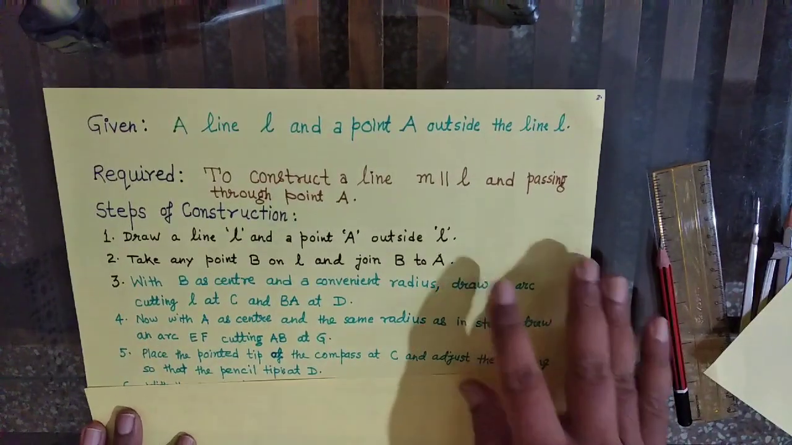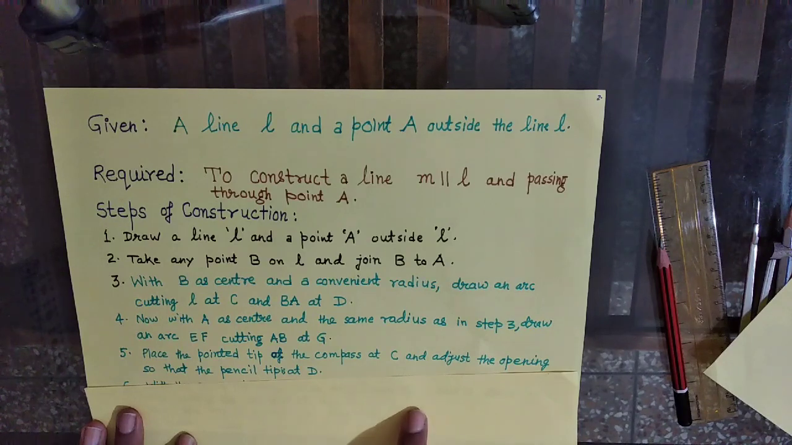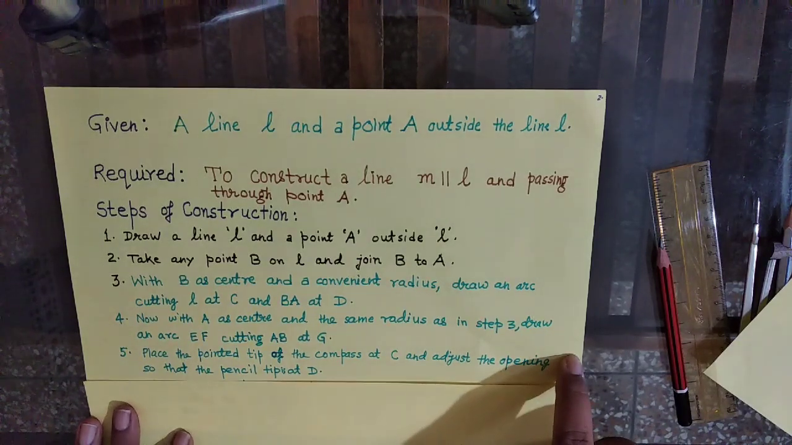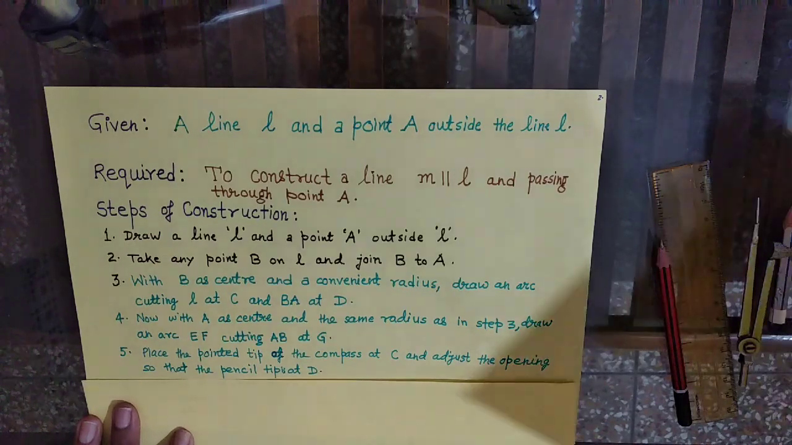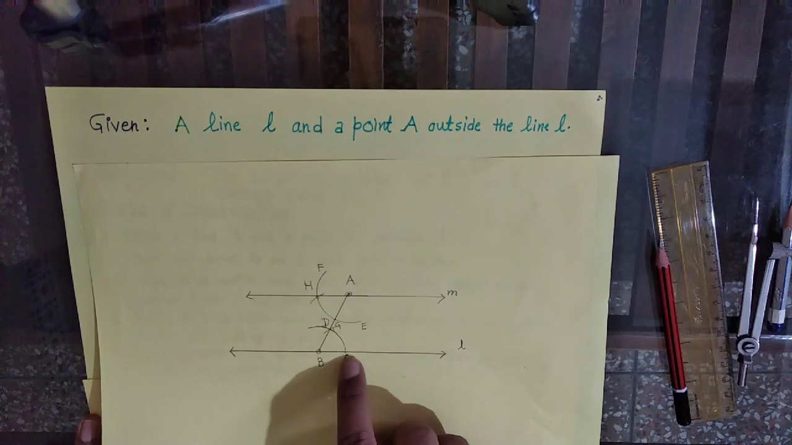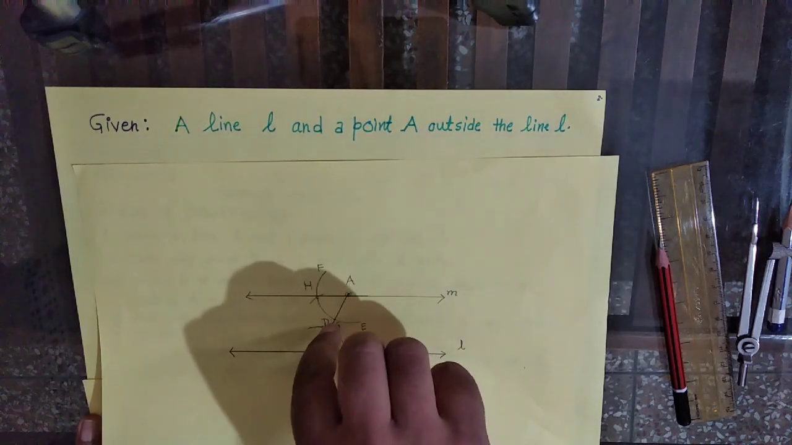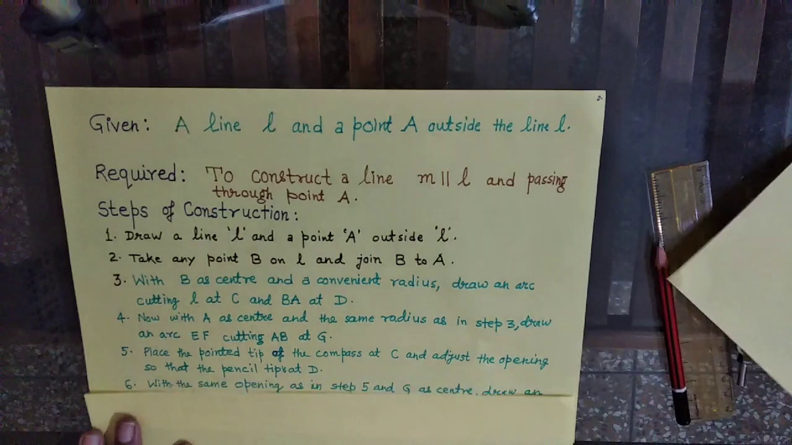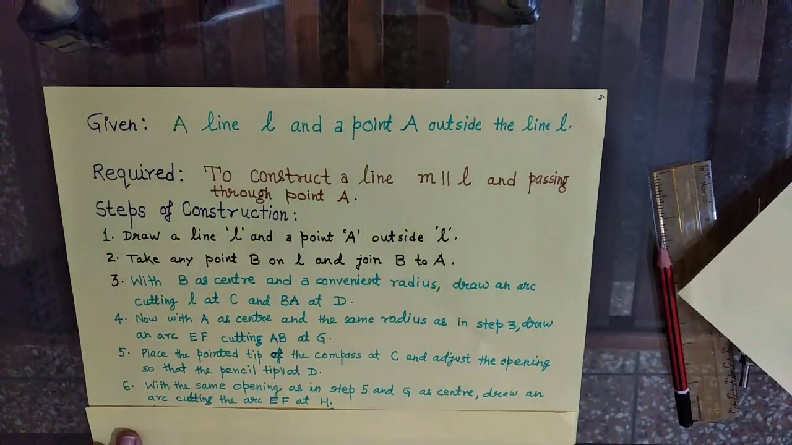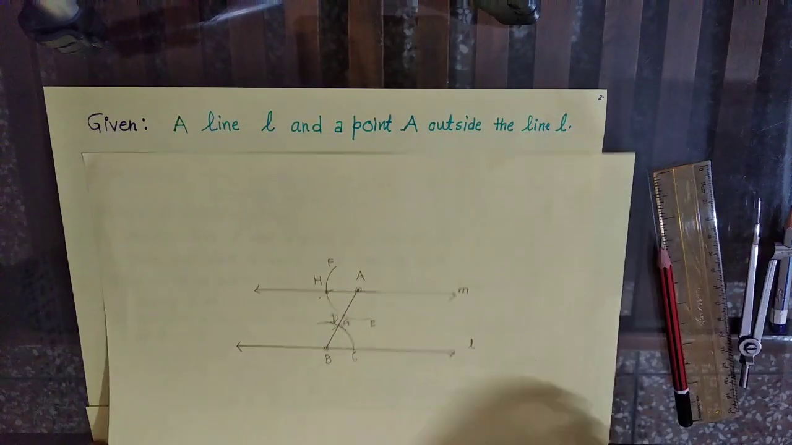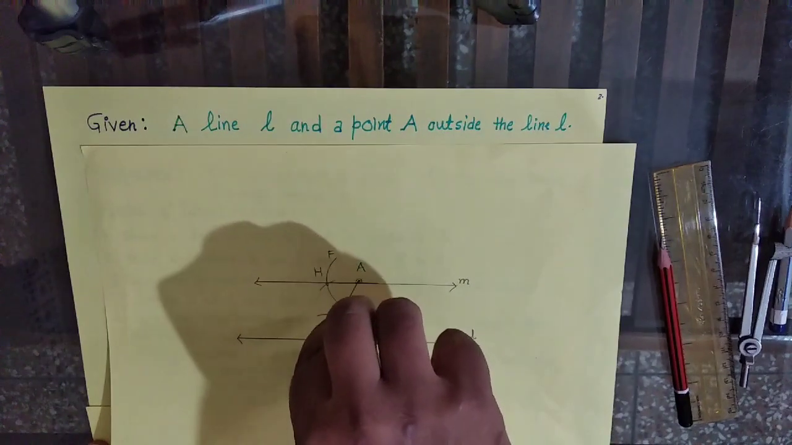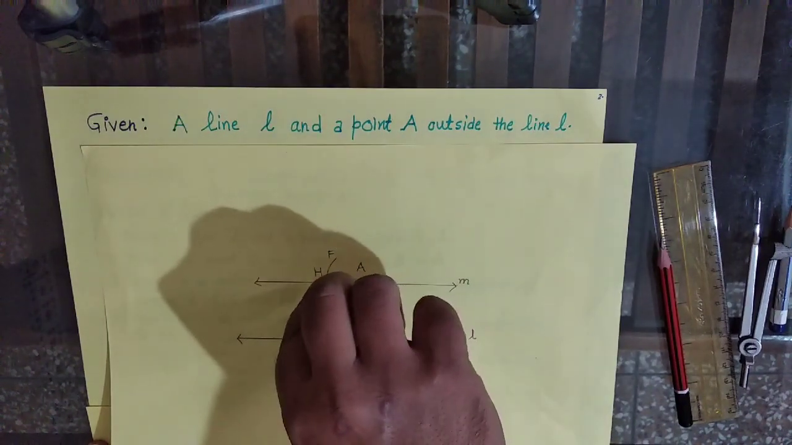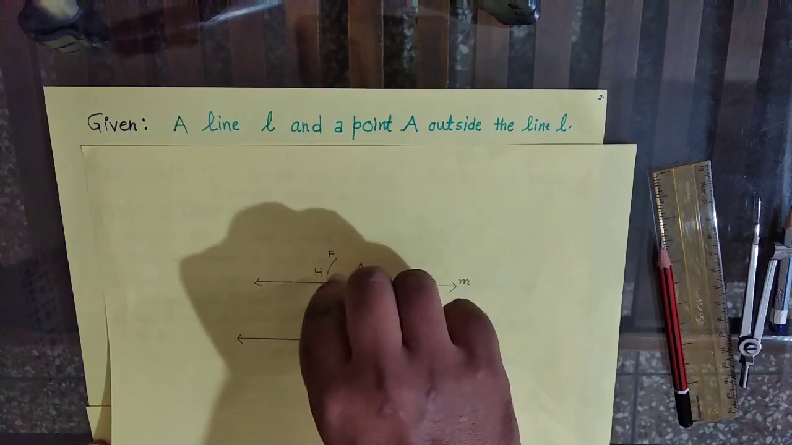Next, place the pointed tip of the compass at C and adjust the opening so that the pencil tip is at D. Step 6 is, with the same opening as in step 5 and G as center, draw an arc cutting the arc EF at H.